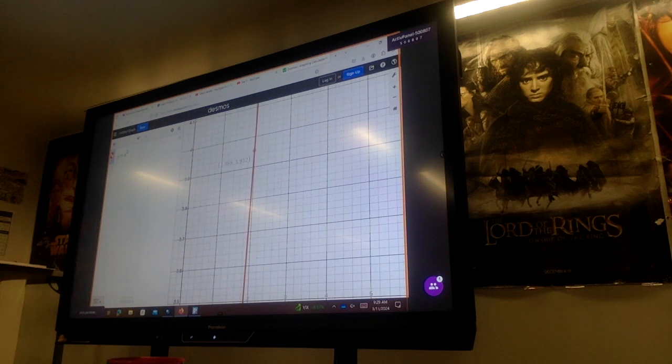So at 2, roughly, what's the slope right there of the tangent line? And then at 3 as it widens out. Okay?